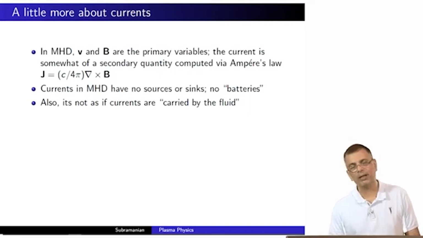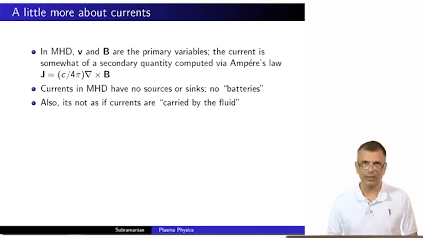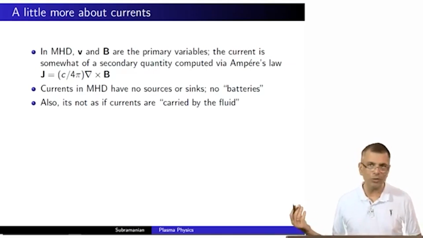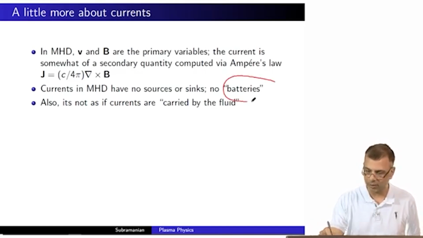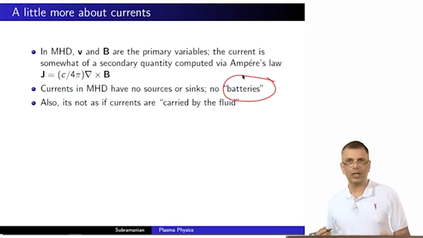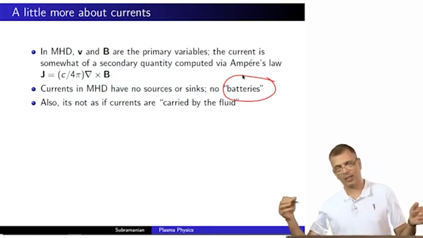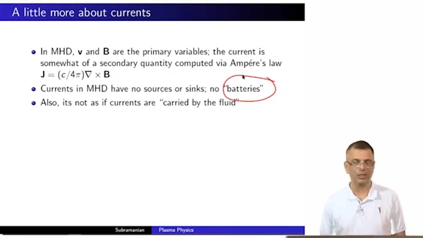In other words, there are no batteries. Okay. A battery is a source and a sink of current, isn't it? The positive terminal of the battery is a source of current, and the negative terminal of the battery is a sink of current. There are no sources or sinks in MHD. There are no batteries. Very important. Normally our notion of current flowing in wires is precisely this. You always think of a battery or a generator which generates the current and the other side taking the current back, but there are no such things in MHD.